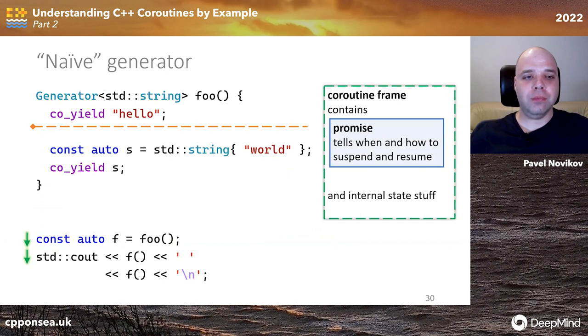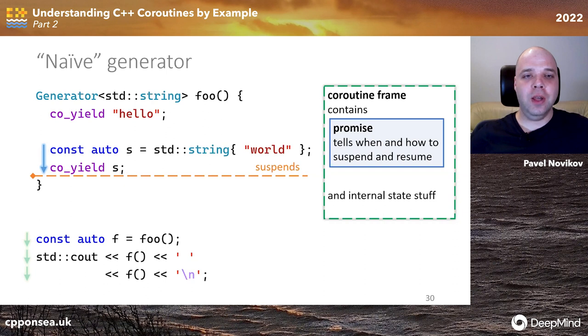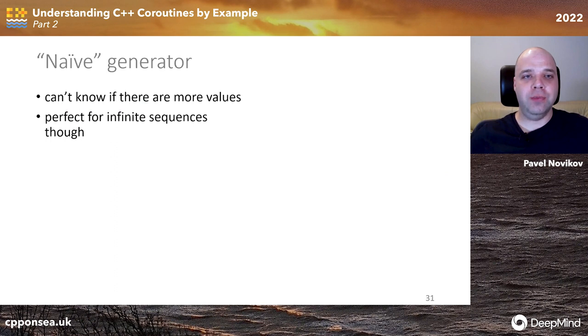So this repeats, basically going over the same or similar steps. We resume the coroutine, we execute the remaining statements, we finally execute the co_yield expression. The co_yield expression saves the yielded value and suspends the coroutine. The coroutine gives the control back to the function call operator of the generator, and from that we return a reference to the yielded value. So here we end up with our coroutine suspended at the point after the last co_yield, and this is basically how it works in our simplest naive generator implementation.